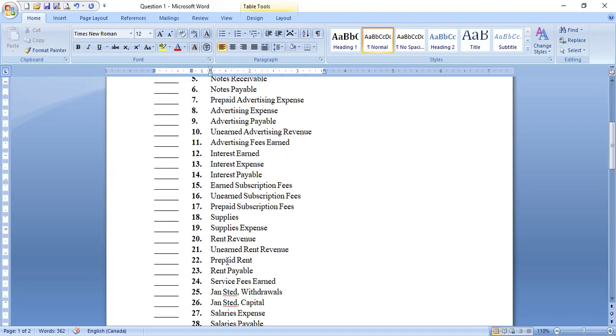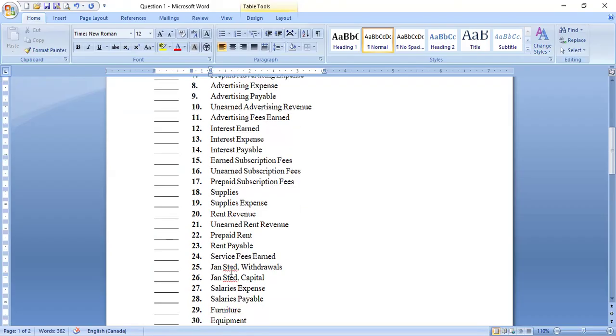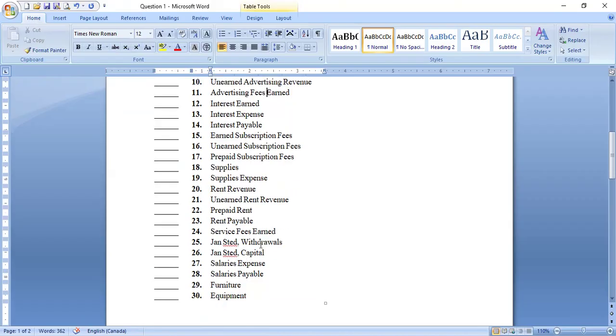Prepaid rent. Rent payable. Service fee earned, clear revenue. Withdrawal. That will be the withdrawal account, right? How about owner's capital?